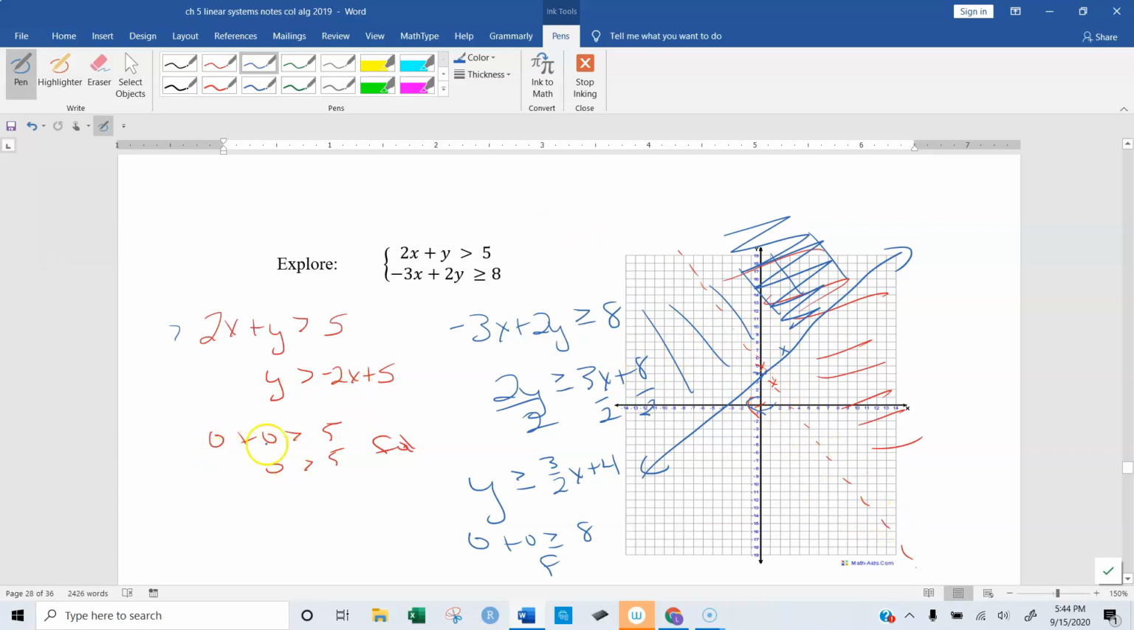We plugged in 0, 0. So 0 plus 0 is greater than 5 is a false statement. So we're on the red one now. So it's false. So then we shaded above. Next, we did the same thing over here.